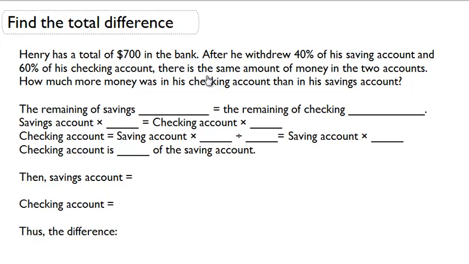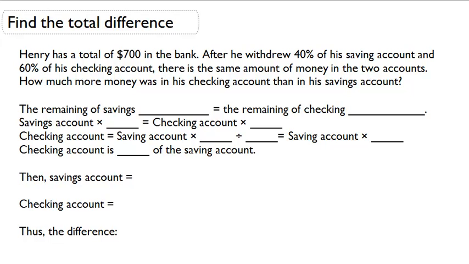Find the total difference. Henry has a total of $700 in the bank. After he withdrew 40% of his savings account and 60% of his checking account, there's the same amount of money in the two accounts. How much more money was in his checking account than in his savings account?